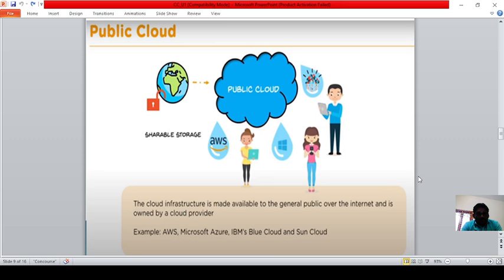First, public cloud. The public cloud is where the cloud infrastructure is made available to the general public over the internet and is owned by a cloud provider. That means the cloud provider provides the service to all the people. Everyone can use the resources and all types of services. That is called a public cloud. Examples, we have many providers: Amazon AWS, Microsoft Azure, IBM Blue Cloud, and Sun Cloud. These are all public cloud providers.